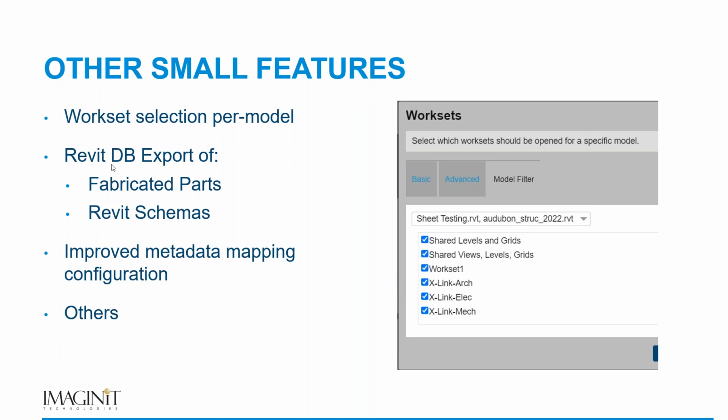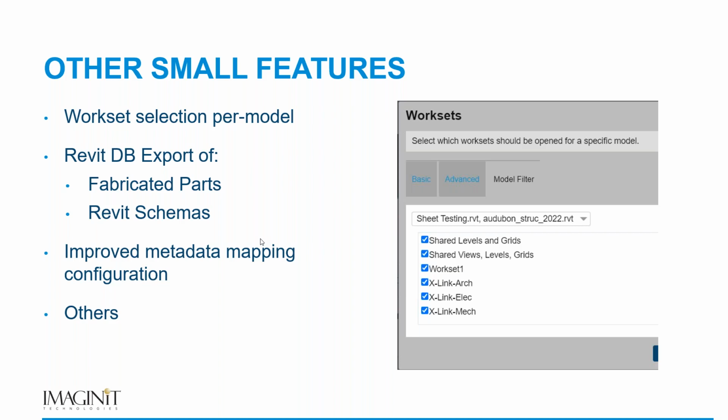We've added some additional support for database export of things like fabricated parts. We had some customer requests for Revit schema data, what schemas are in use within Revit. And we have also improved a bit on the metadata mapping configuration. In particular, you're no longer required to give us a path to your metadata mapping file. We just read it from a standardized location. So things like that, and a bunch of other smaller fit and finish features that we don't even have space for. So that's really what's in the core of Clarity 2022.1 in this release.